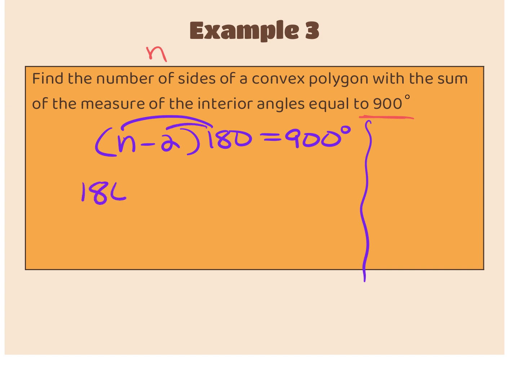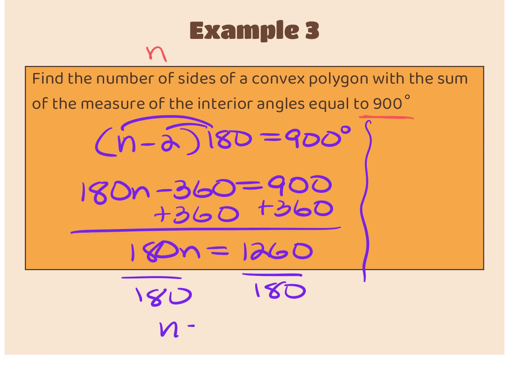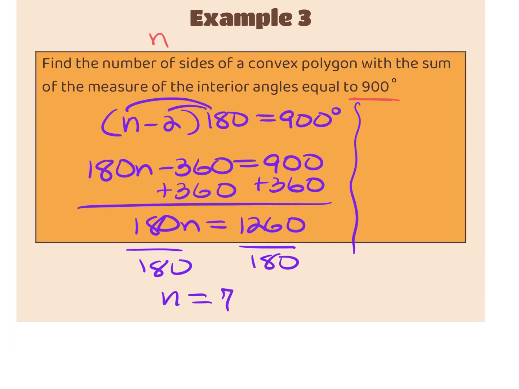So 180n minus 360 equals 900. I'm going to add 360. I get 180n is equal to 1,260. Divide by 180. And the number of sides in this polygon is 7. Now, if it asked us to name it, we would say that this is a heptagon.